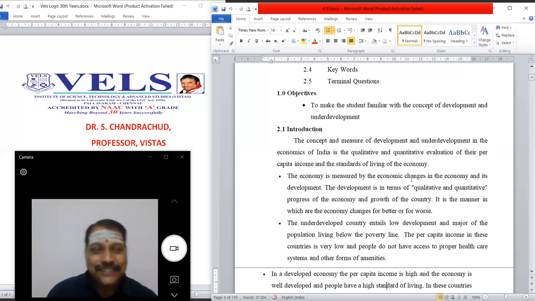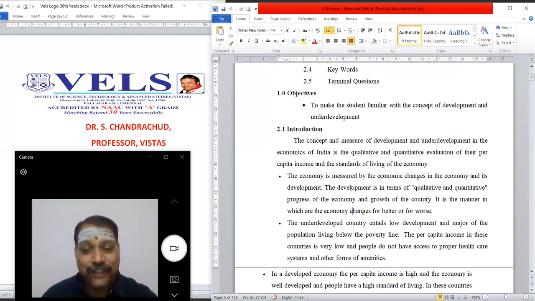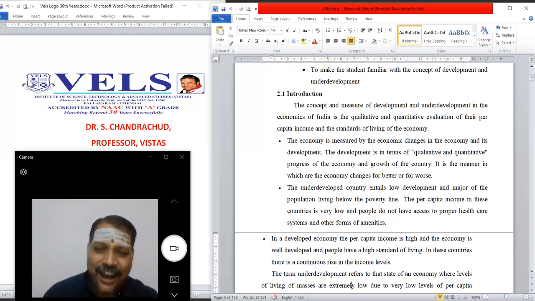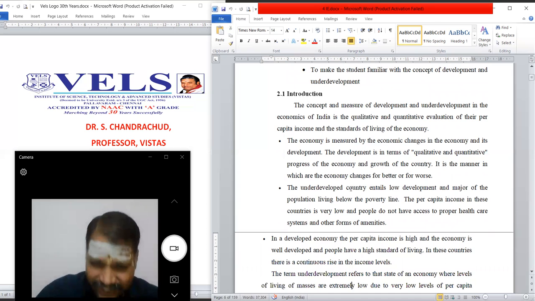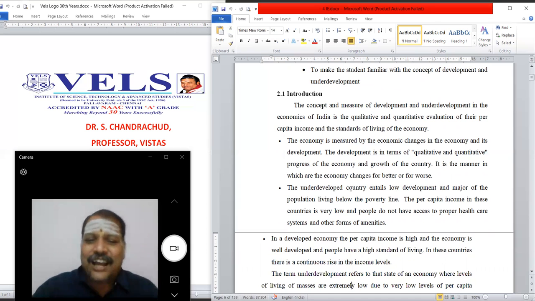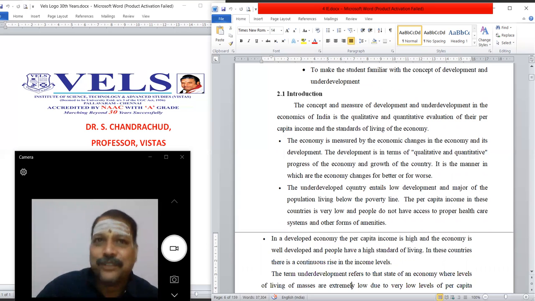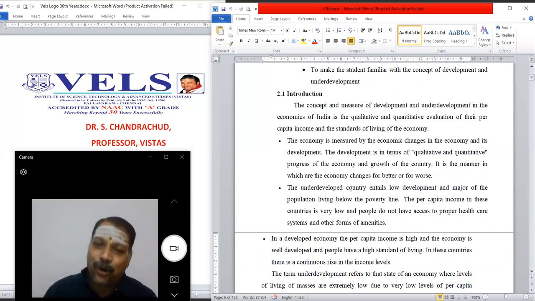If you see some developed countries, the per capita income will be very high, and those economies will be well developed and the people have a high standard of living. In these countries, there is a continuous rise in the income level. So the key indicator is the per capita income. Suppose the per capita income is more, then the country is considered to be a developed one. If the per capita income is low, then it is an underdeveloped country.